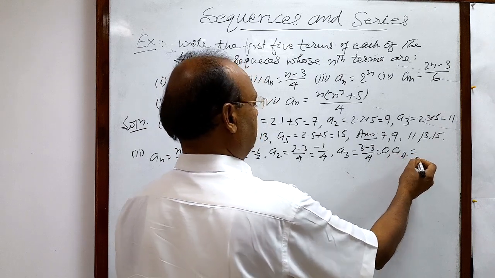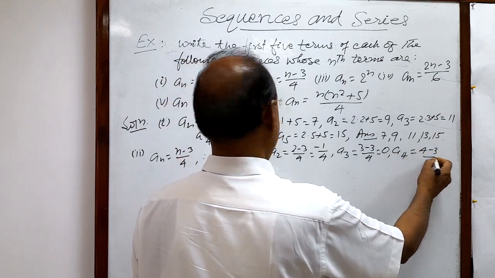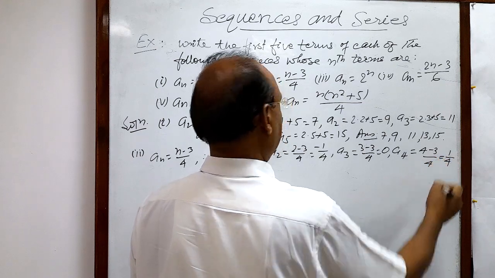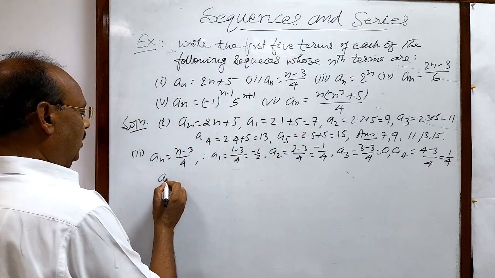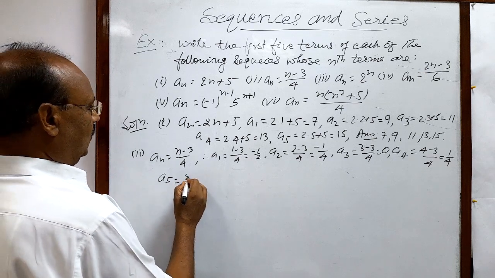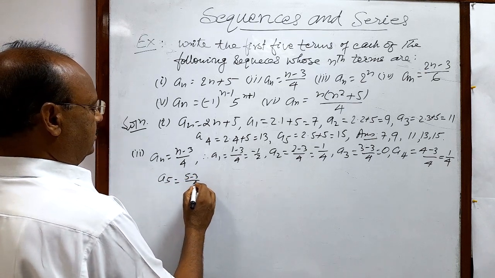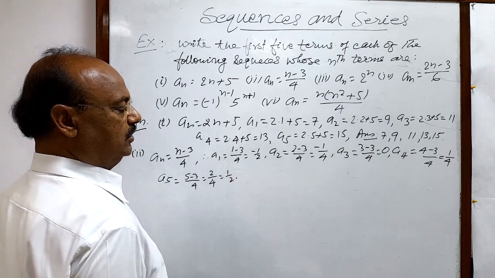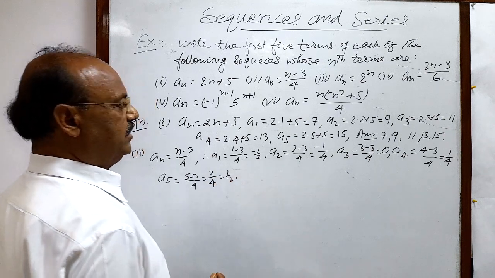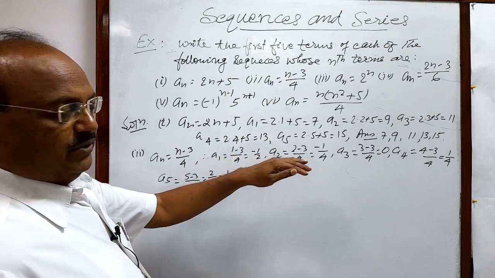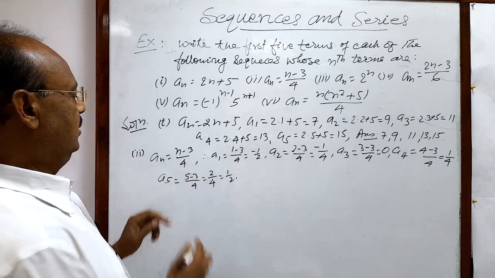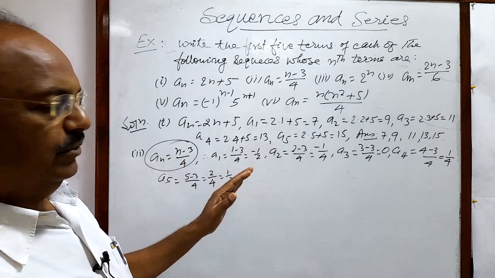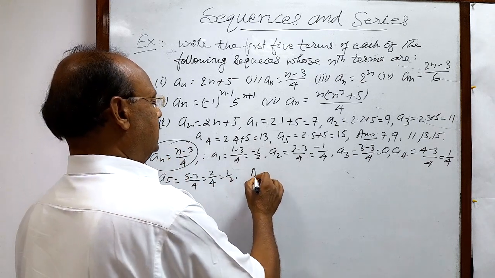Similarly, a4 is equal to (4 - 3)/4, 4 minus 3 is 1, so this is 1 by 4. Okay, and a5 is equal to (5 - 3)/4, this is 2 by 4, this is equal to half. So in this way we are getting all the 5 terms of this given sequence by putting n equal to 1, 2, 3, 4, 5.